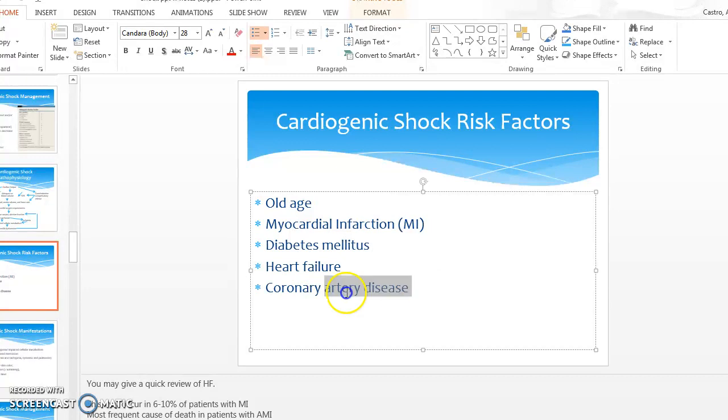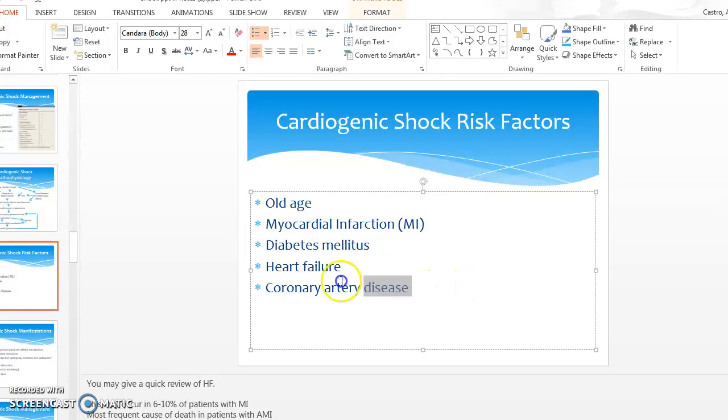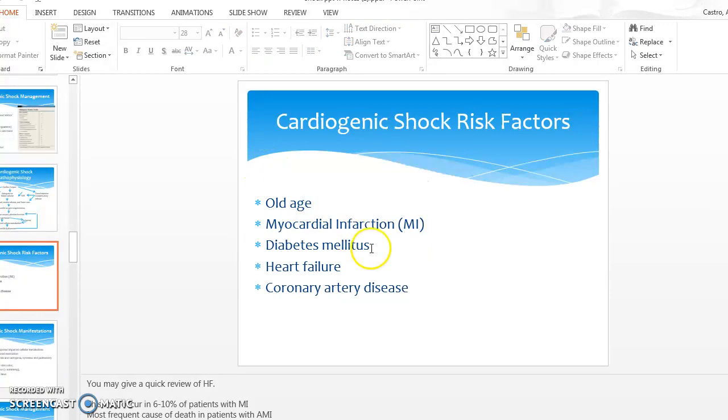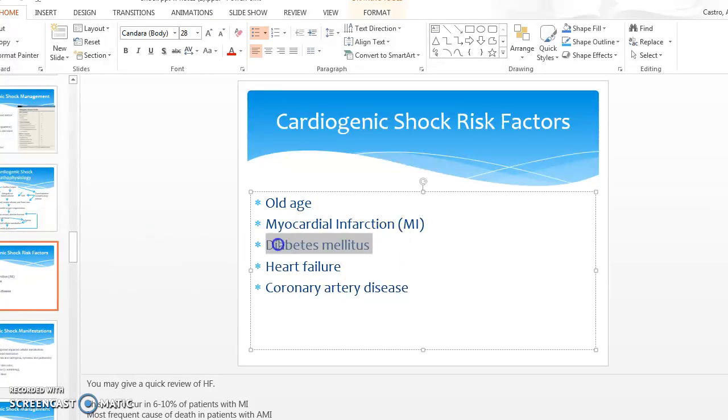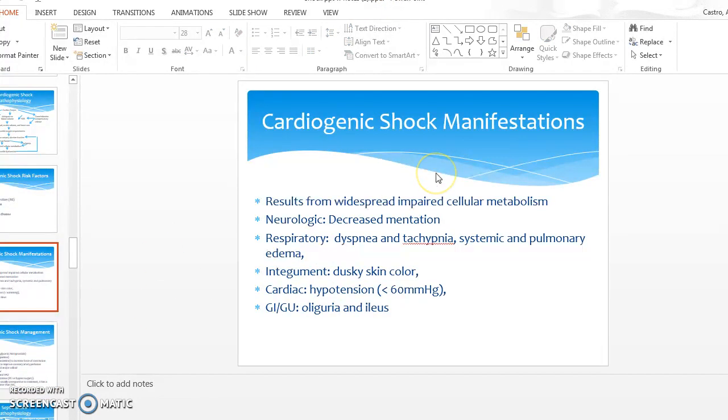This can happen in individuals with coronary artery disease. Most likely they throw a clot or have plaque rupture, and we get a myocardial infarction, and also individuals with diabetes. If you think about anybody who has heart conditions, they are at risk for cardiogenic shock. And diabetes affects perfusion, as we know, through arteriosclerosis.